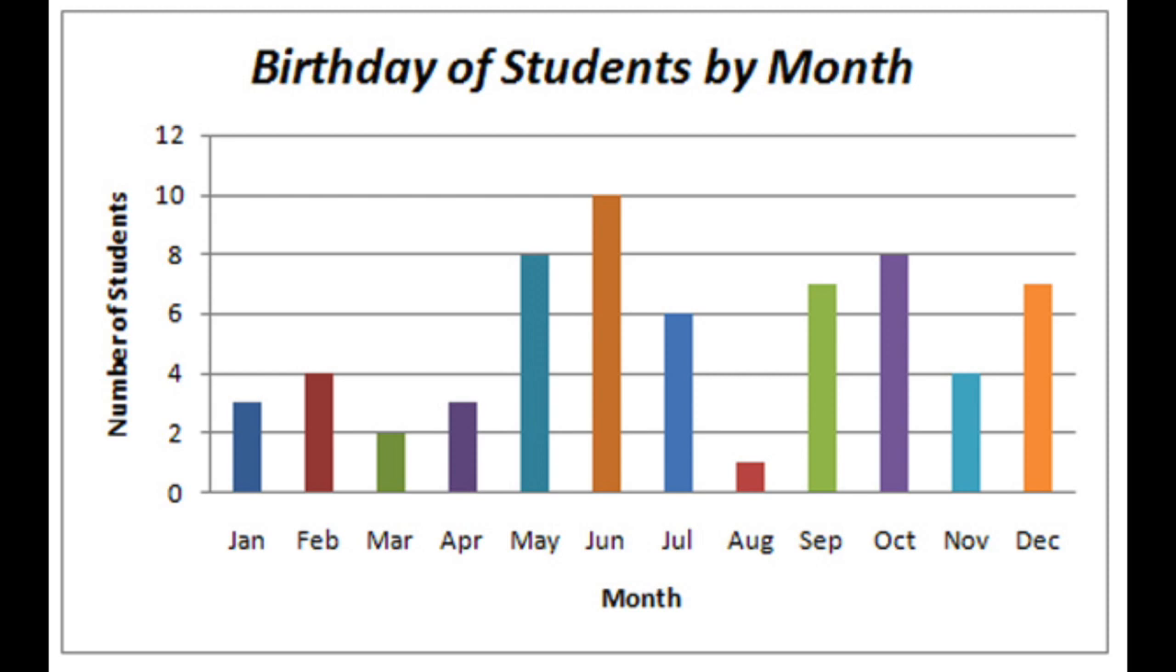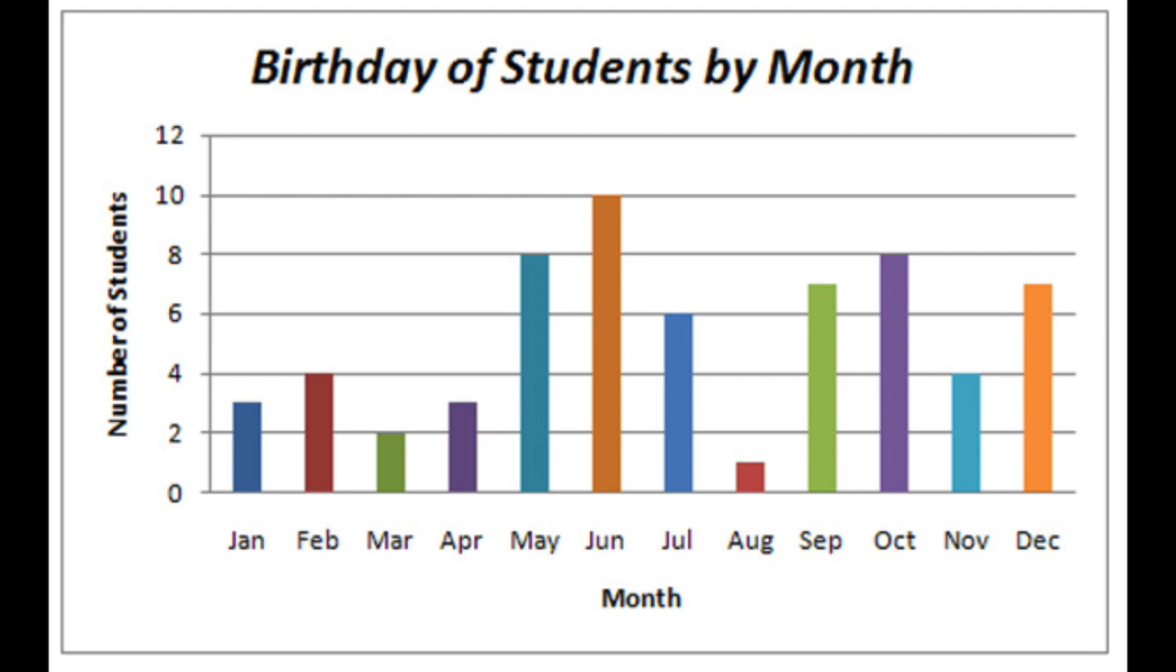All right, which month had the most birthdays? Go really fast. Yeah, June did, good. Which one had the least amount of birthdays? Perfect, August. And how many birthdays were there in November? Good, 4. Can you find 2 months that had the same number of birthdays?